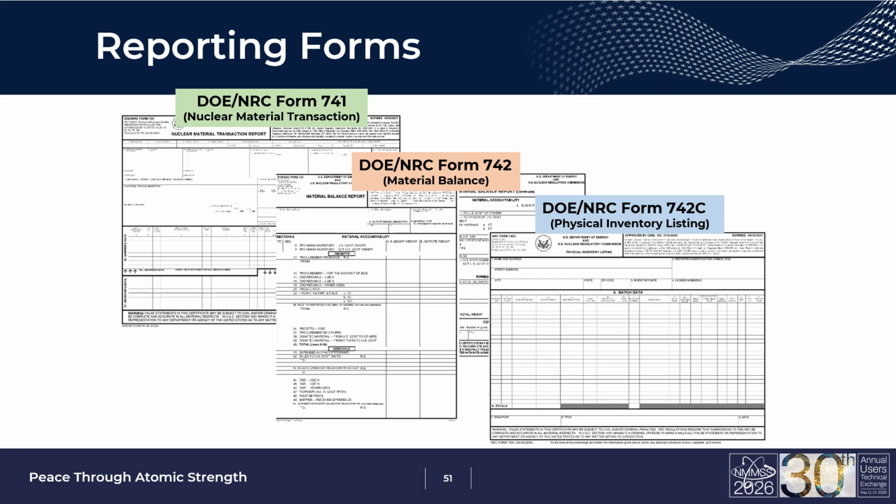Also, remember the three key forms used in reconciliation: the DOE NRC Form 742 Material Balance Report, the DOE NRC Form 741 Nuclear Material Transaction Report, and the DOE NRC Form 742C Physical Inventory Listing. The data from each of these forms are key components of reconciliation and will be reviewed in detail in the presentations to follow.